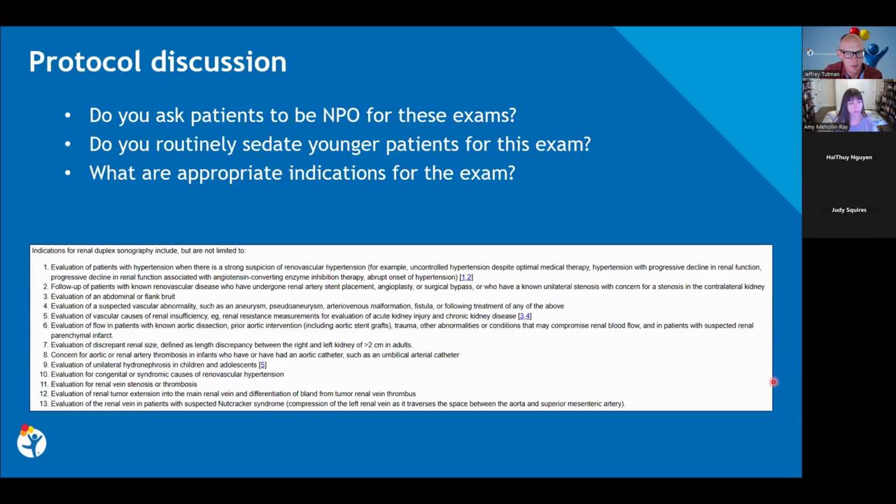So just a couple questions to kick us off for our discussion as far as the appropriate protocol for renal Doppler. First off, do you guys ask your patient to be NPO for this examination? We do not. Was that a yes, you do, Judy? We do, yeah, to try to decrease bowel gas as much as we can. Does it help? Probably not, but that's what we do.